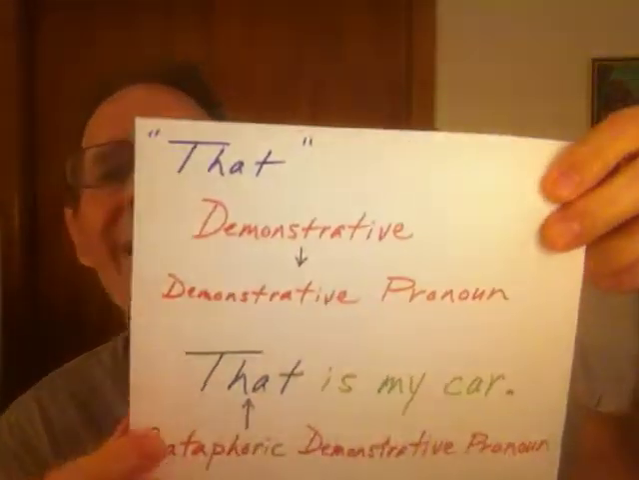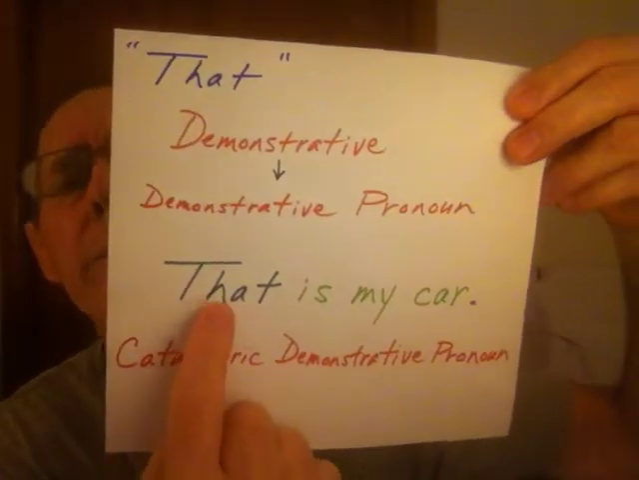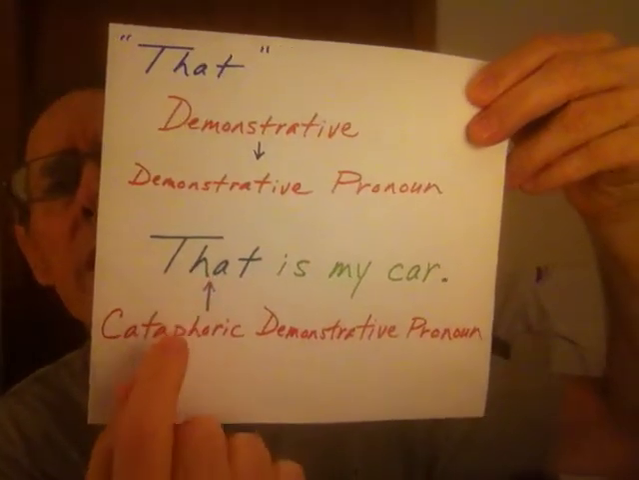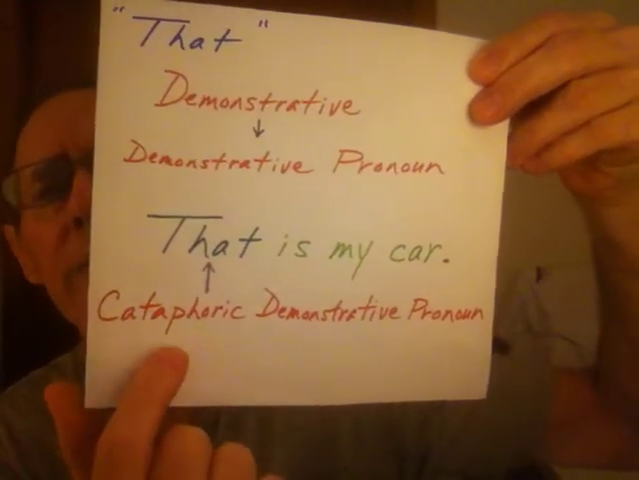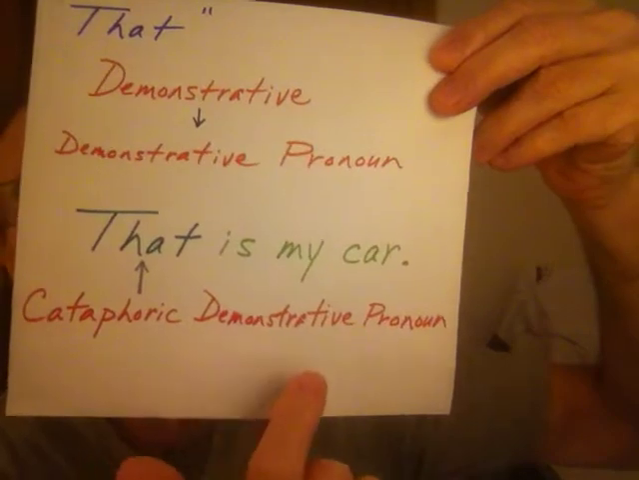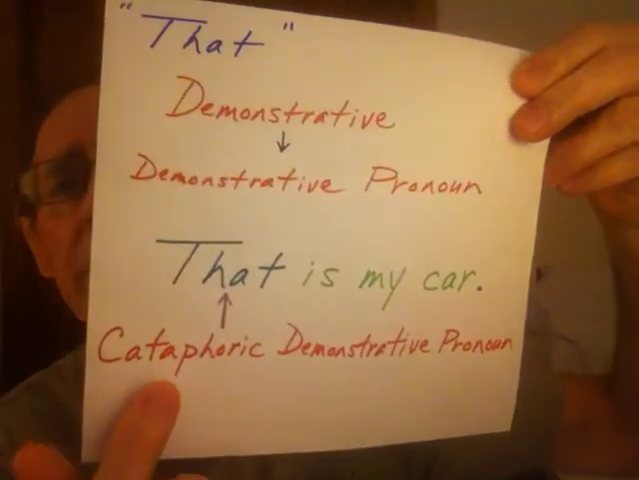Now, if you want to be even more specific in terminology, you could say that the word that in this example sentence is a cataphoric demonstrative pronoun. It's cataphoric, all right? Now, what that means is the cataphora has a specific function. So here's your sample sentence. That is my car, all right?